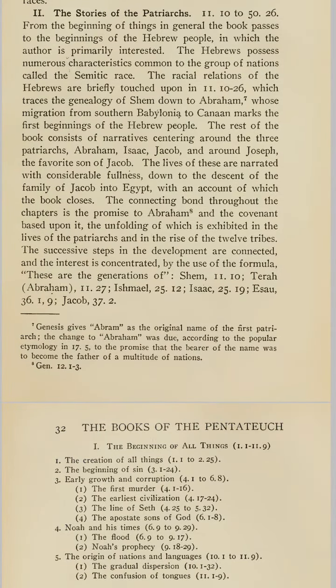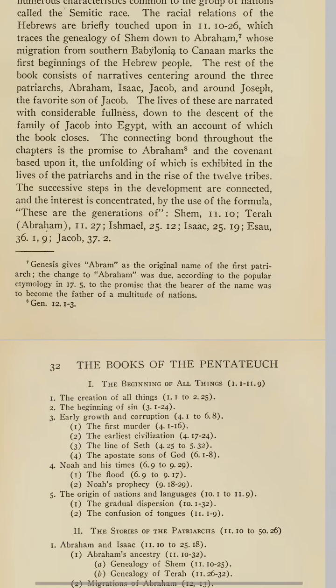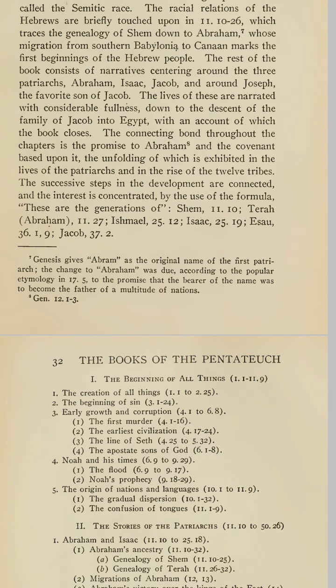2. The stories of the patriarchs, 11:10 to 50:26. From the beginning of things in general, the book passes to the beginnings of the Hebrew people, in which the author is primarily interested. The Hebrews possess numerous characteristics common to the group of nations called the Semitic race. The racial relations of the Hebrew are briefly touched upon in 11:10 through 26, which traces the genealogy of Shem down to Abraham, whose migration from southern Babylonia to Canaan marks the first beginning of the Hebrew people.